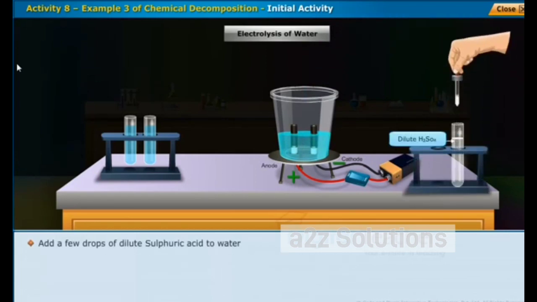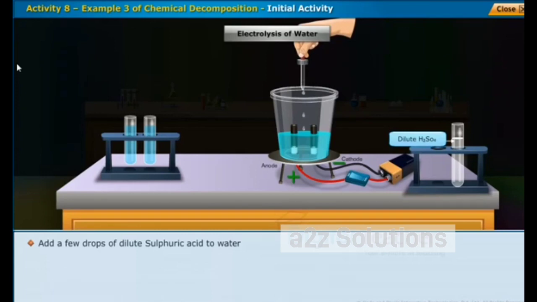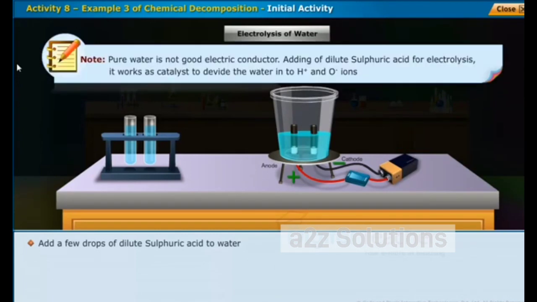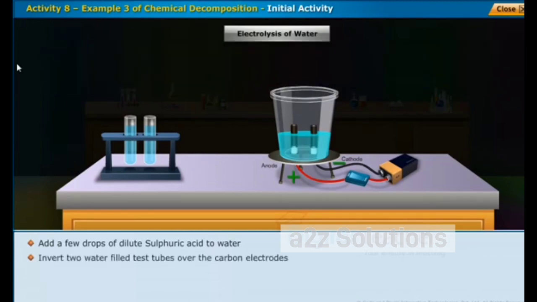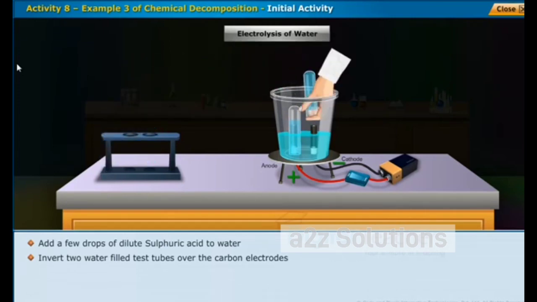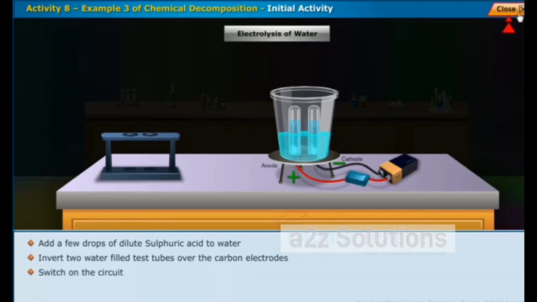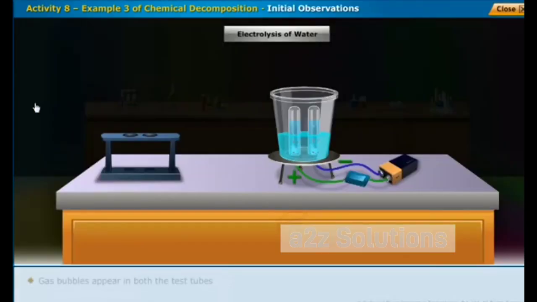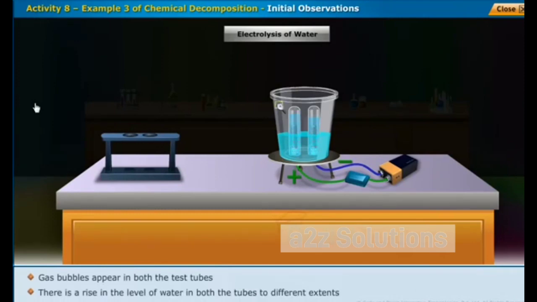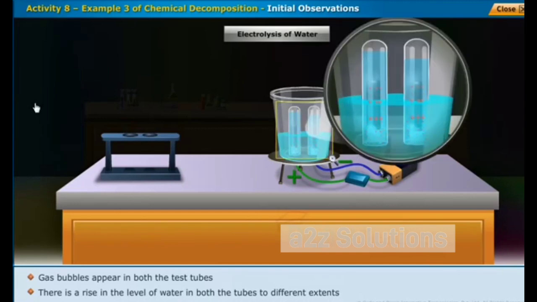Add a few drops of dilute sulfuric acid to water. Invert 2 water-filled test tubes over the carbon electrodes. Switch on the circuit. Gas bubbles appear in both the test tubes. There is a rise in the level of water in both the tubes to different extents.